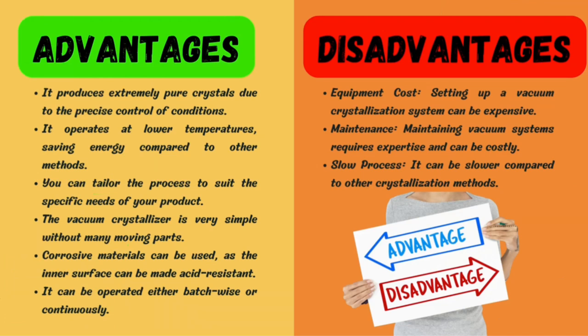Its advantages are that the controlled environment minimizes impurities and enables precise crystal formation. This ensures the product quality for pharmaceuticals, food, and fine chemicals. Another advantage to talk about is its flexible operation. The vacuum crystallizer is very simple without many moving parts, and can be designed for batch or continuous process based on its equipment.